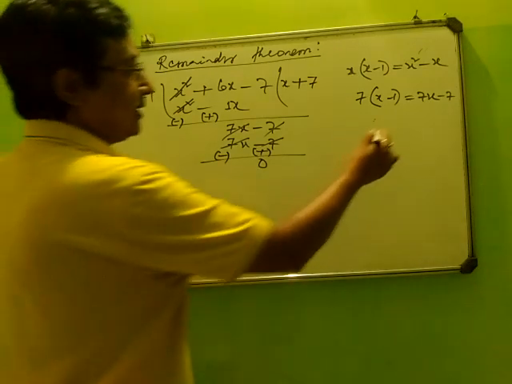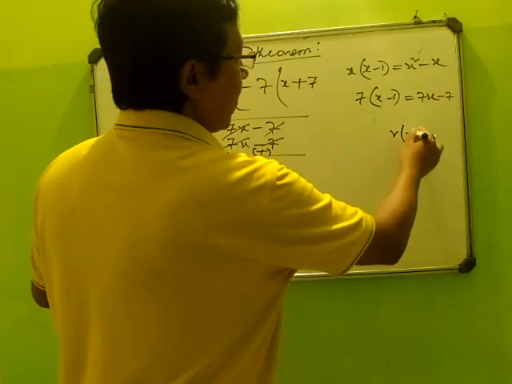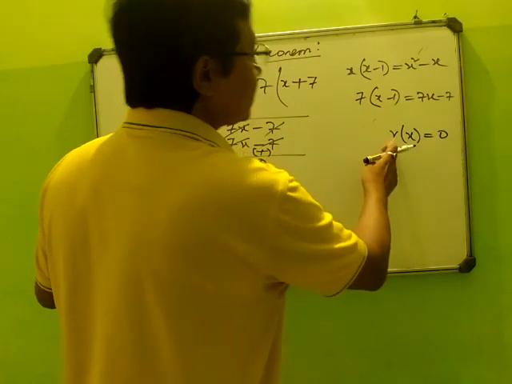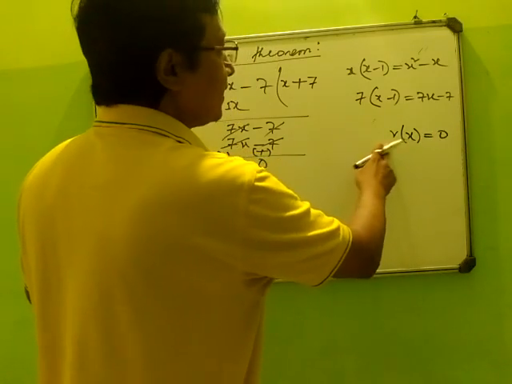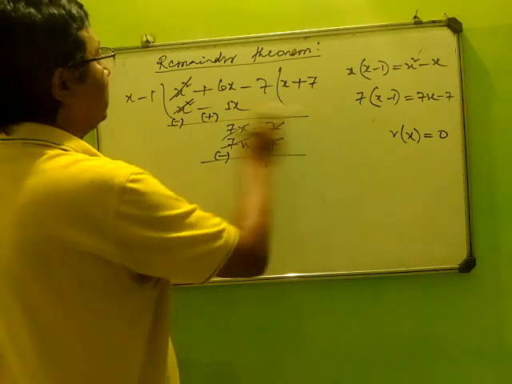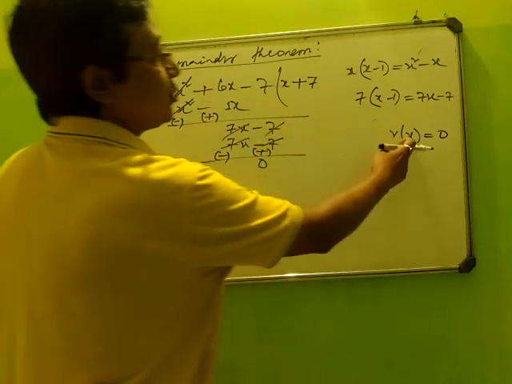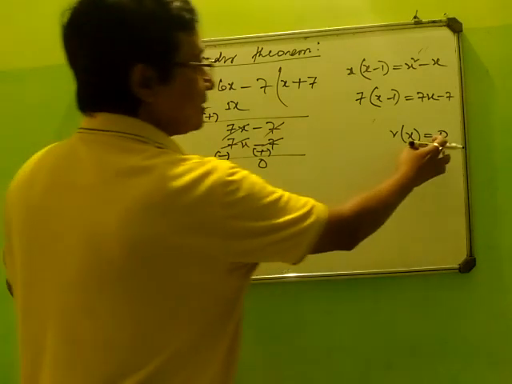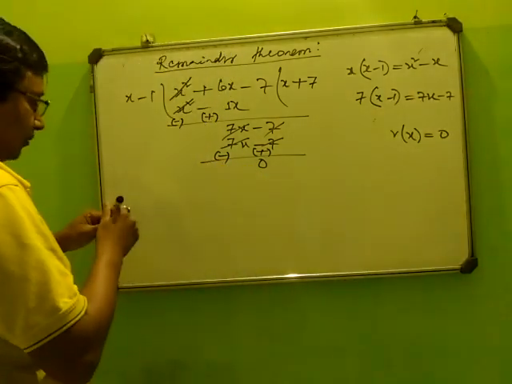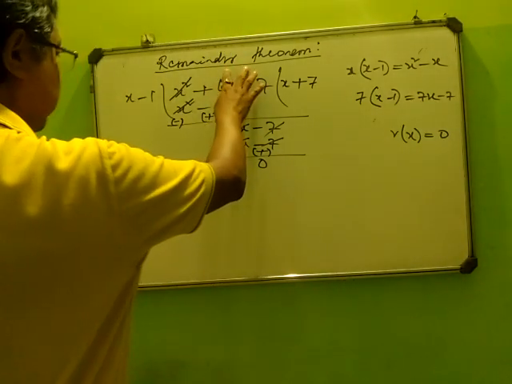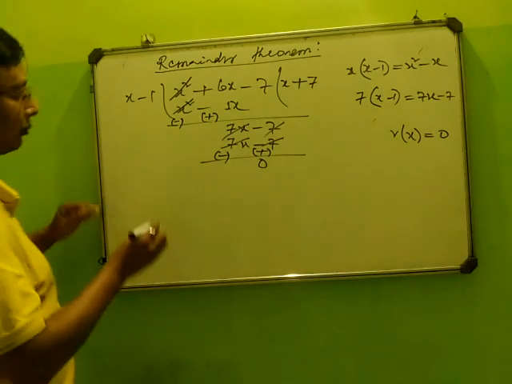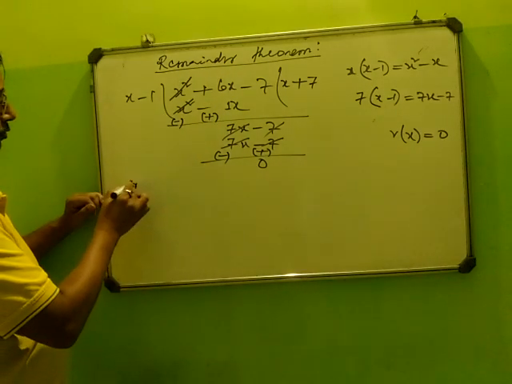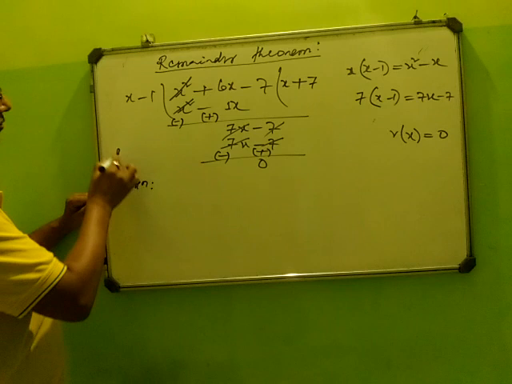So just keep in mind, remainder r of x equals 0. I took this r because it indicates remainder. So here the variable given is x. So the remainder of this polynomial is 0. Now we use this remainder theorem. How to do? Solution. Now comes the remainder.